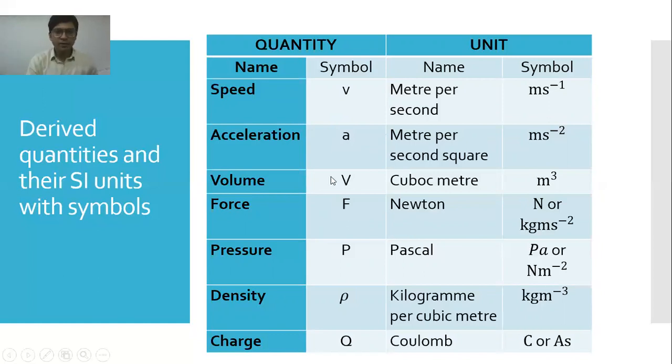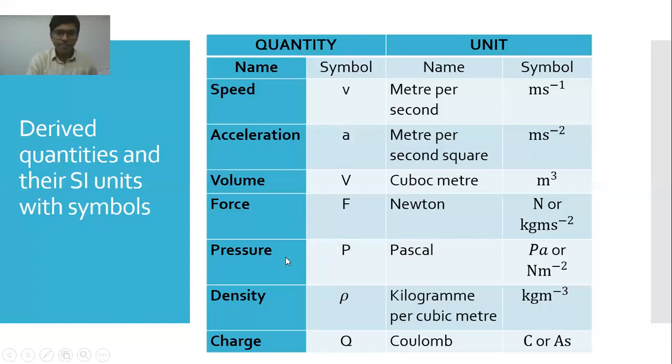Its symbol is capital V and its unit is cubic meter. Sorry, there is a spelling mistake, you just correct it. It is cubic, not cuboc, cubic meter. It is represented by meter cube. Then we have force. It is represented by F. Its unit is Newton, represented by capital N, or its other unit is kilogram meter per second square, but mostly we use Newton for force.